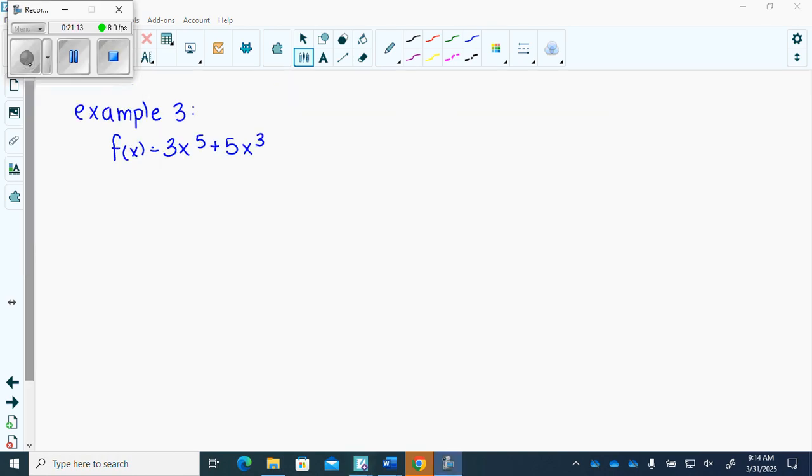So I want the domain always. You have to give me the domain always right away when you do the function. But I want the domain. I want the critical numbers. I want increasing, decreasing intervals. And I want max, min, points of inflection. I want all the things. So this one has a domain of negative infinity to positive infinity because it is quintic.